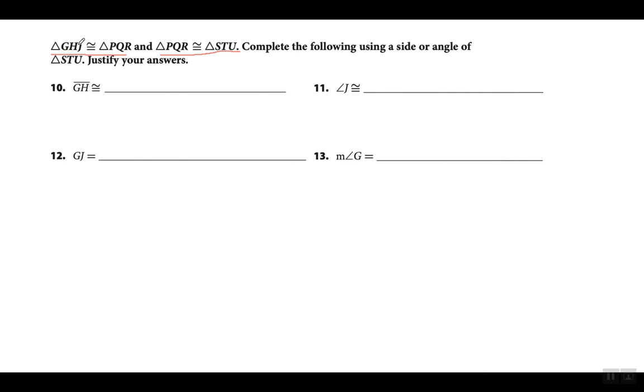So using this information, they want us to say segment GH, the first and the second letter, is congruent to which side of triangle STU, because we have to complete our answers using a side or angle of triangle STU. Since it's the first and the second letter, and this is all in the same order, it has to be congruent to the first and the second letter of this one, so segment ST. Angle J, which is the third letter, has to be congruent to the third letter here, which is angle U. Side GJ, the first and the third letter, has to be congruent to the first and the third letter over here, SU.